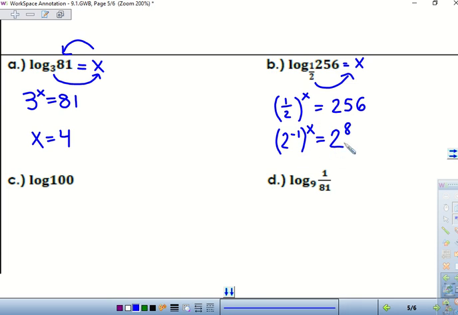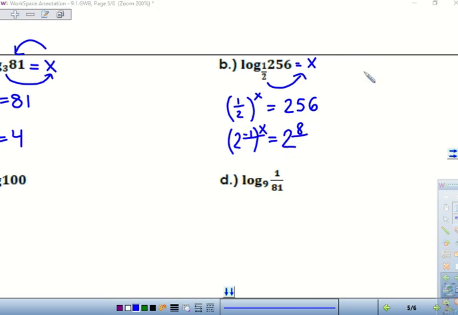Okay. Now, what's the rule? If we have the same base, what can we do with the exponents? Set them equal to each other. So negative 1x is equal to 8, which means x equals negative 8. So like I said, these are all trial and error ones, but there is a way to do it mathematically as well in the calculator, which we will learn about.